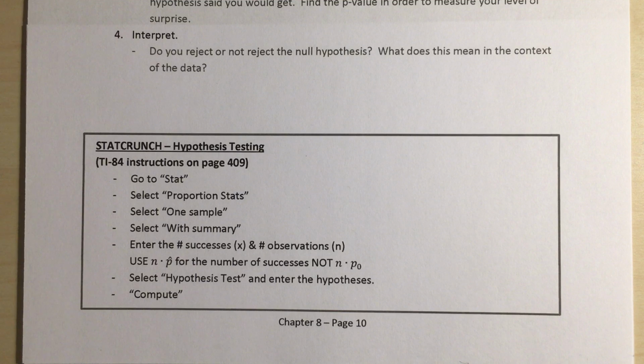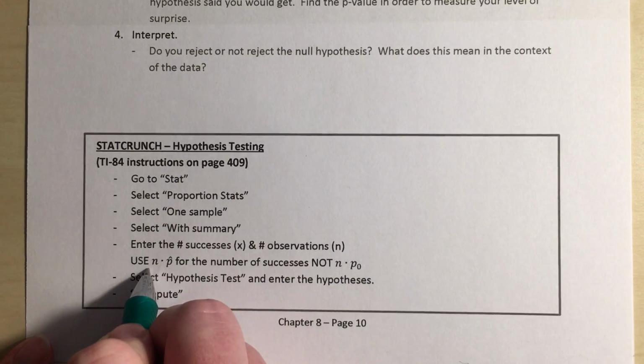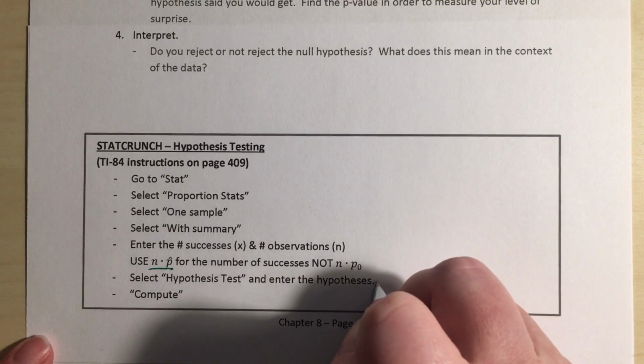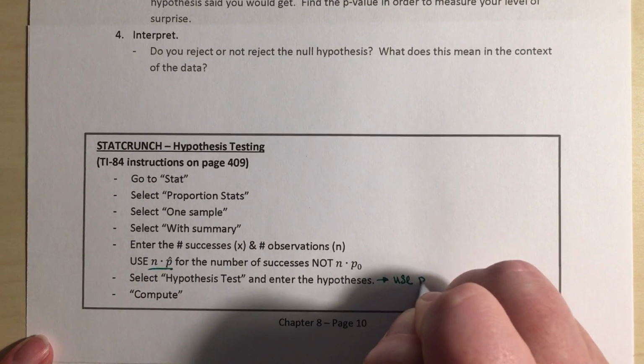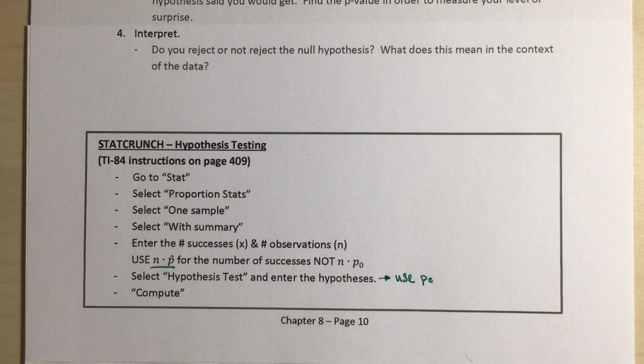And then we're going to select the hypothesis test and enter the hypotheses. We're going to use n times p-hat for our number of successes, but when we enter the hypotheses, we want to make sure that we use p naught, p sub 0.